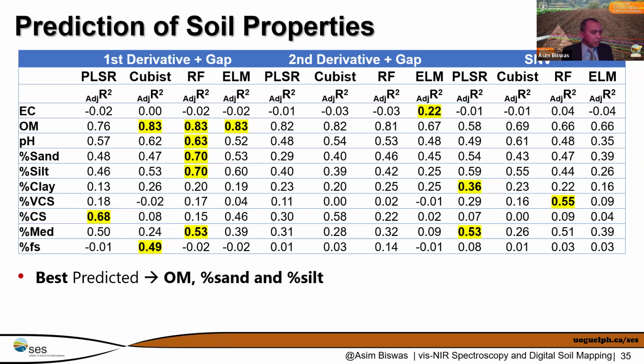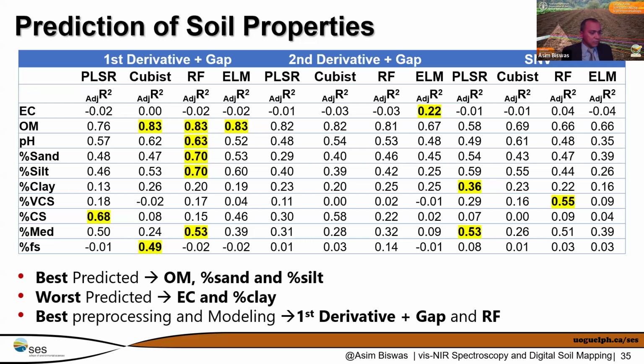So best predicted were organic matter, percent sand and silt; worst predicted were AC and clay, with first derivative gap processing and RF. But again, this is for the dry processed samples.